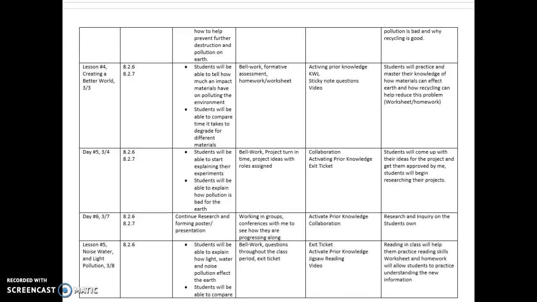So for the next lesson, I'm going to have students practice their knowledge of how materials can affect Earth and how recycling can help reduce that problem. I found a really cool worksheet that talks about different materials and how long they take to totally be broken down, and I think that this video, on top of a little bit of a lesson and the worksheet, will really put into the mind of my students the effects of harmful substances to the earth.